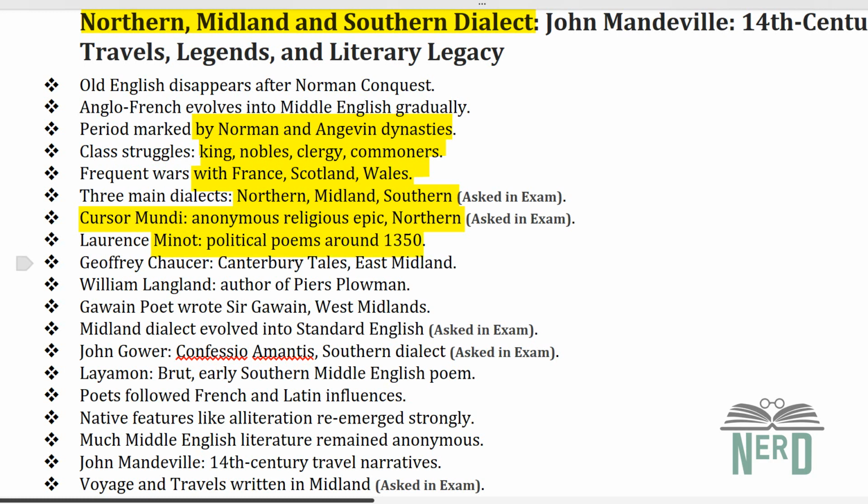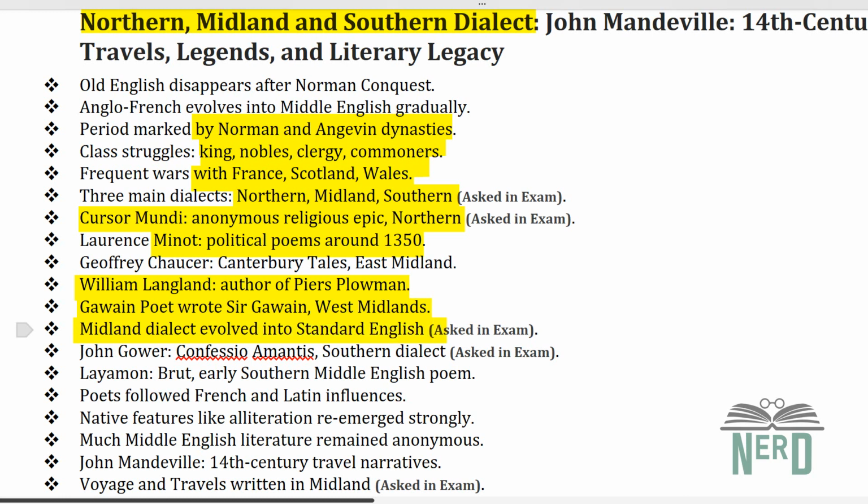From the Midland dialect, which is the most important for literary history, we have the giants. Geoffrey Chaucer, whose Canterbury Tales in East Midland dialect became the foundation of English literature. William Langland, author of Piers Plowman, a major allegorical poem reflecting class struggle and spiritual corruption. And the anonymous Gawain poet, also called the Pearl poet, who gave us Sir Gawain and the Green Knight, written in the West Midlands dialect.